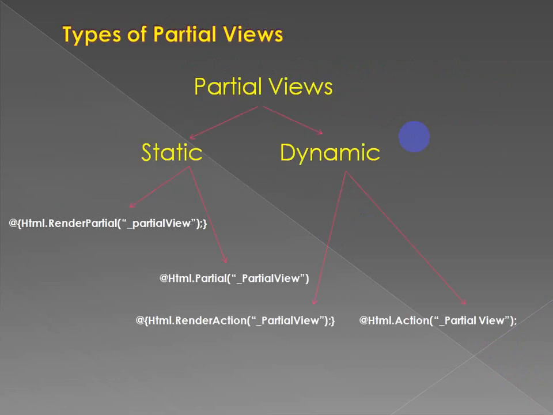We have two types of partial views. The first one is static and the second one is dynamic. Static partial views are used to render static data, and dynamic partial views are used to implement dynamic data. What is the meaning of static and dynamic data?